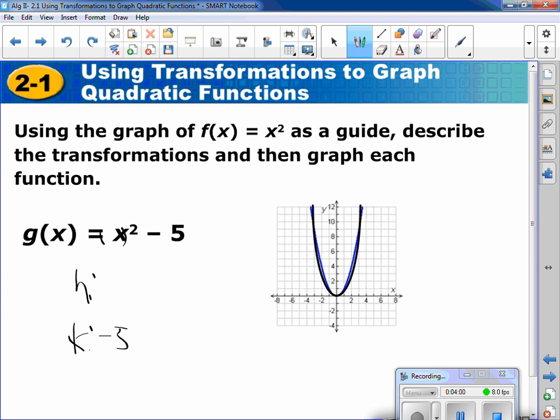There's technically parentheses around the x. What is in there with the x? Nothing. Mathematically, what do we call nothing? H is 0. There is no shift left or right. We don't move it left or right. We're only moving it down 5. So we take the original function and shift it down 5. There you go.